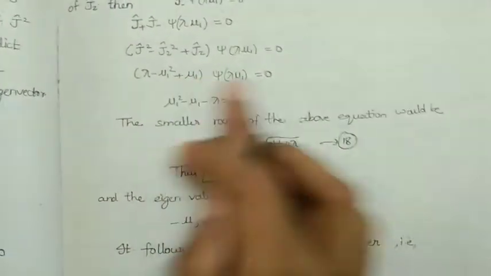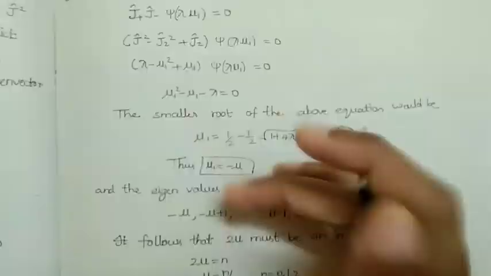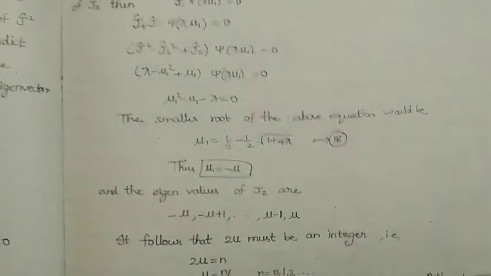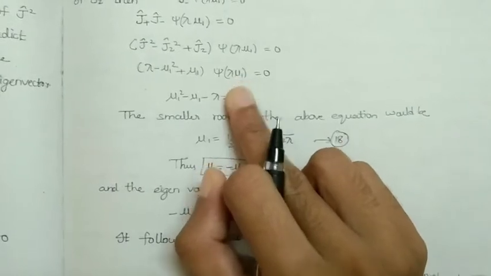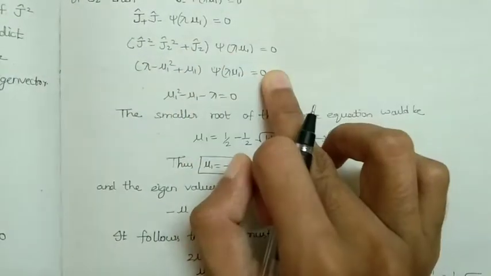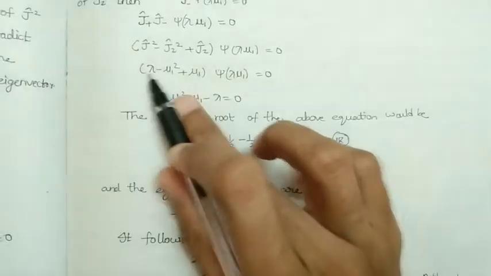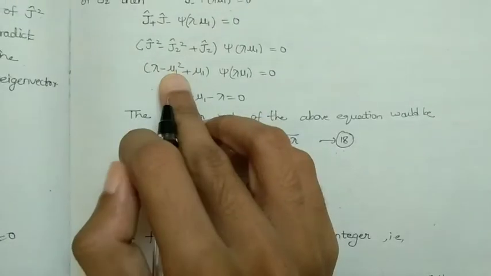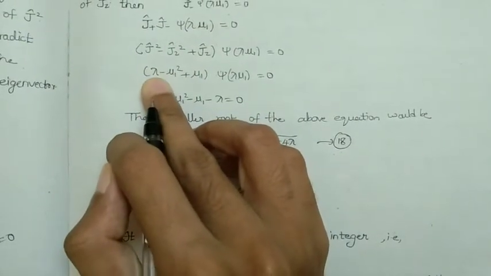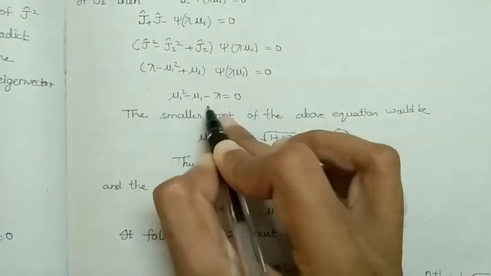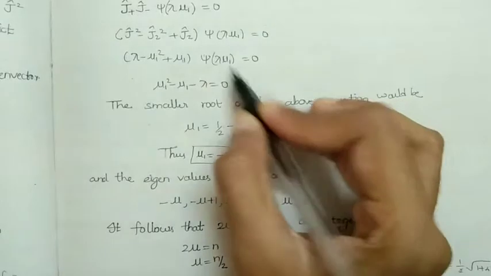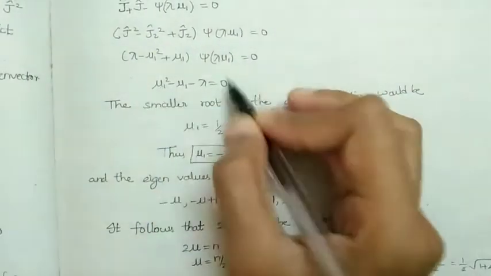So this is again of the form AB equals 0, so either A equals 0 or B equals 0. The wave function cannot be equal to 0, otherwise it won't exist. So this is equal to 0. Here if we multiply with minus, we would have plus mu1 square, so mu1 square minus mu1 minus lambda equals 0. It is a quadratic equation in terms of mu1.